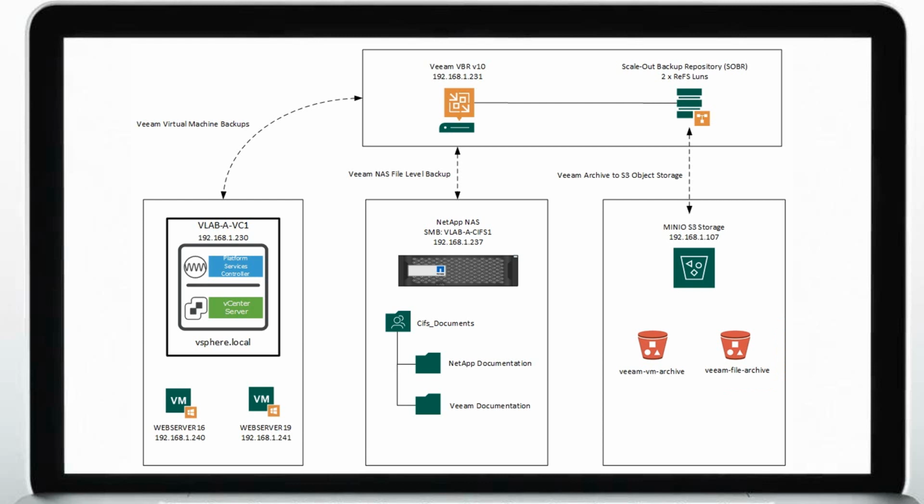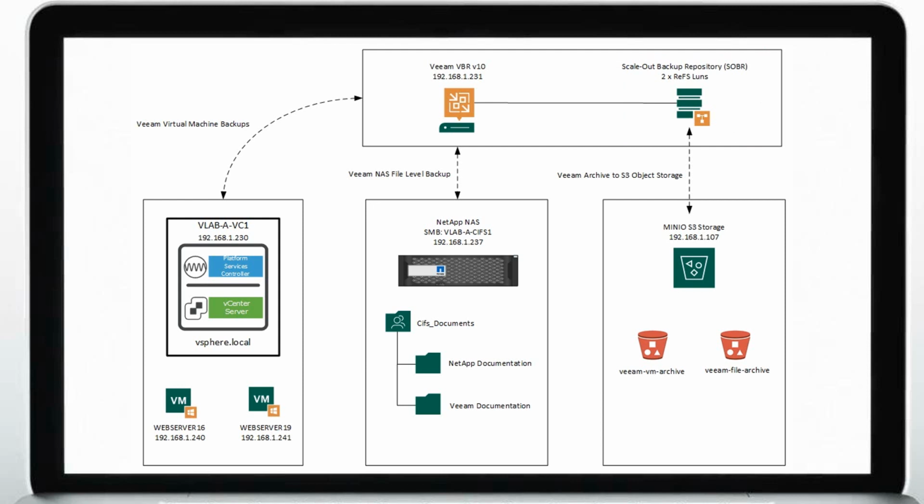Now, if we focus our attention to the top of the diagram, you can see that we've got our Veeam Backup and Replication version 10 server. And that's a server with IP address 192.168.1.231. Within that server, you can also see on the diagram that we've got a scale-out backup repository. And within that scale-out backup repository, we have two REFS LUNs.